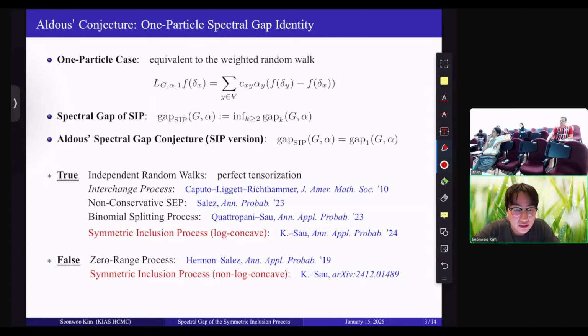You mean the binomial splitting or other models? I mean, so independent random walk, interchange, and non-conservative SEP, I guess all have some duality properties, no? Yep. And the symmetric inclusion process as well. I don't know what log-concave or non-log-concave means, but I guess you'll explain afterwards. And the zero-range process does not have those duality properties. Yeah, for zero range, no.